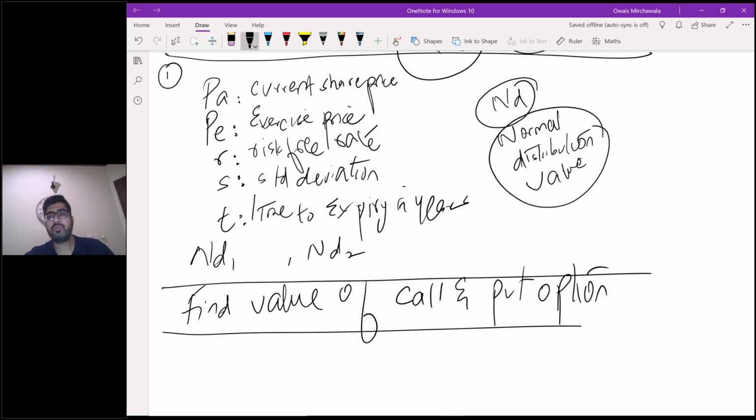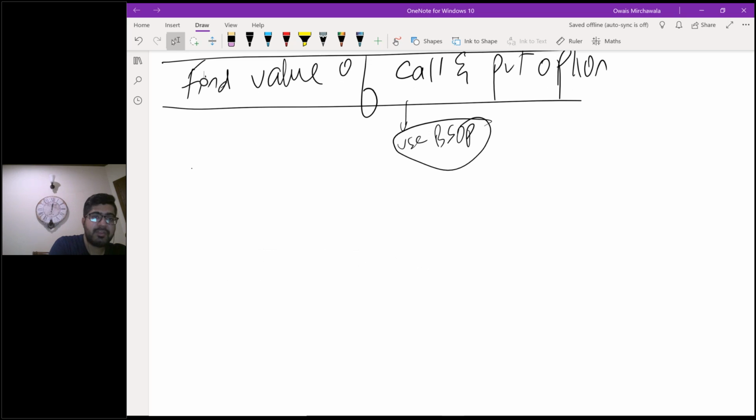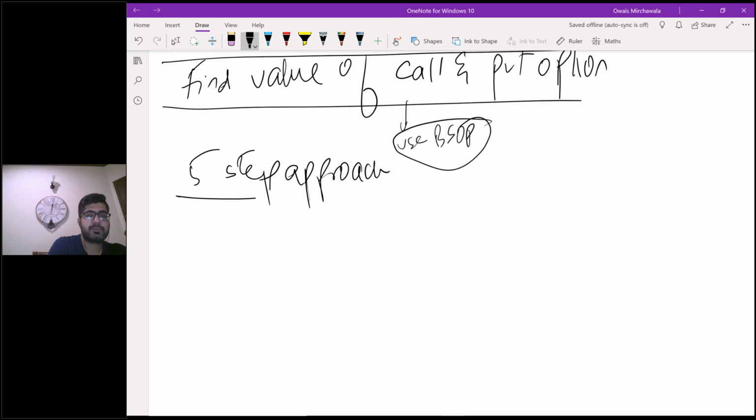If the question asks you to find the value of call option, and if the question asks you to find the value of put option, obviously you will use BSOP because that's the only model to find value of call and put option. But when you are attempting BSOP, follow this 5-step approach. This will make things easier for you. Whenever the question asks you to find value of call and put option, follow this 5-step approach. You have to use BSOP to find value of call and put option.